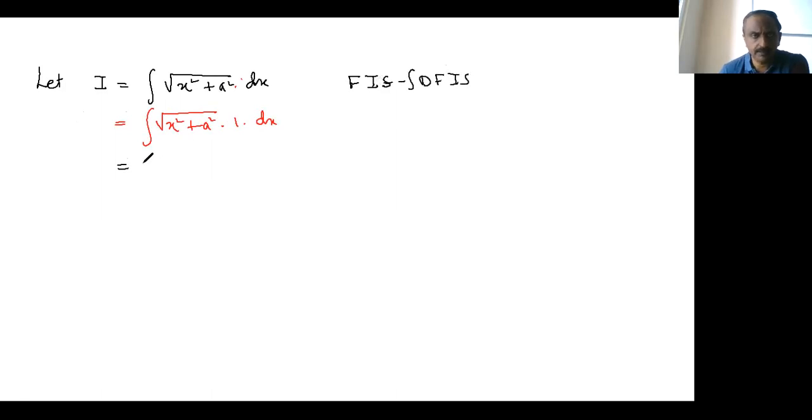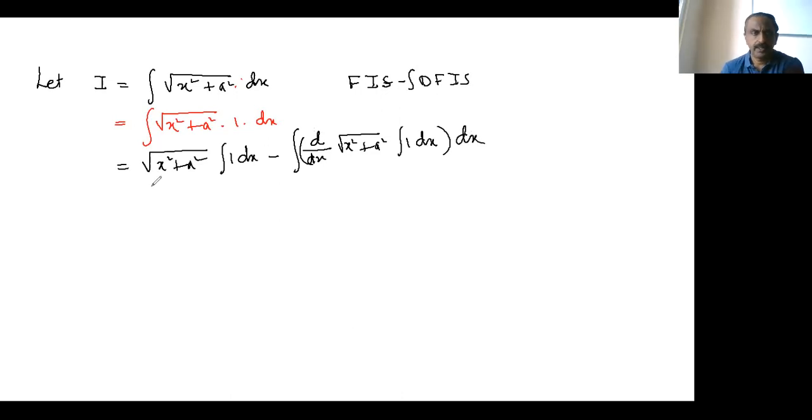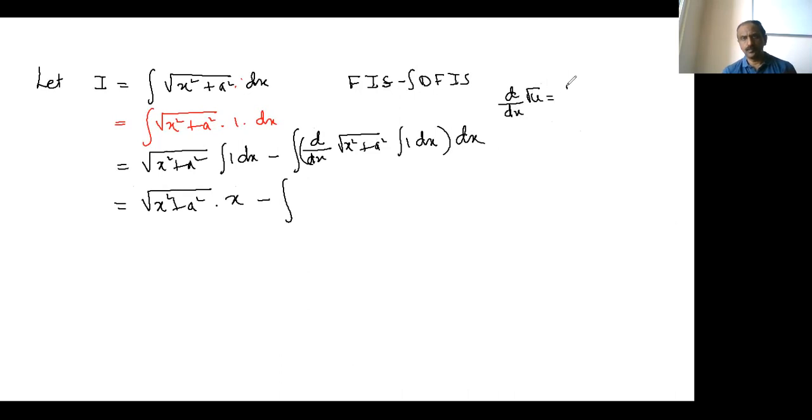First one as it is, integral of second, minus integral of derivative of first into integral of second, whole into dx. So you will be writing this as root of x square plus a square into x, minus, now the derivative of root of x square plus a square. The derivative of root u is 1 by 2 root u into derivative of u.